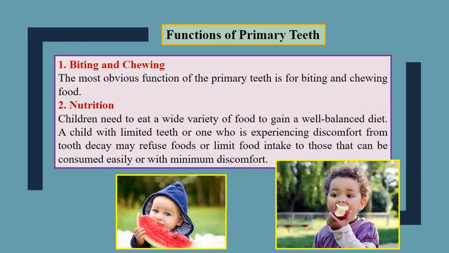Now, the functions of primary teeth. Number 1, biting and chewing. The most obvious function of the primary teeth is for biting and chewing food. إذن الوظيفة الأساسية والرئيسية للأسنان اللبنية هي عملية تقطيع ومضغ الطعام.